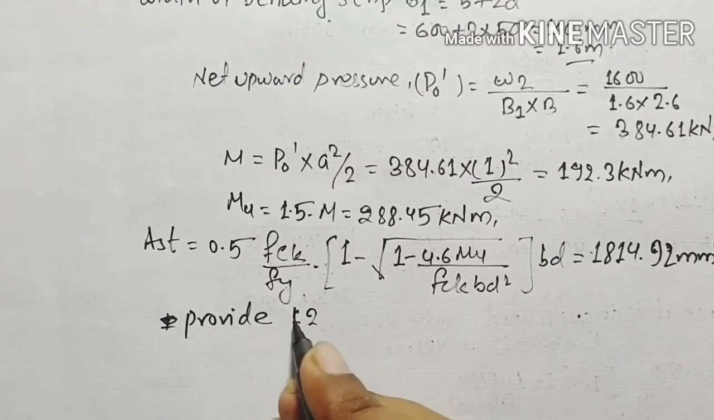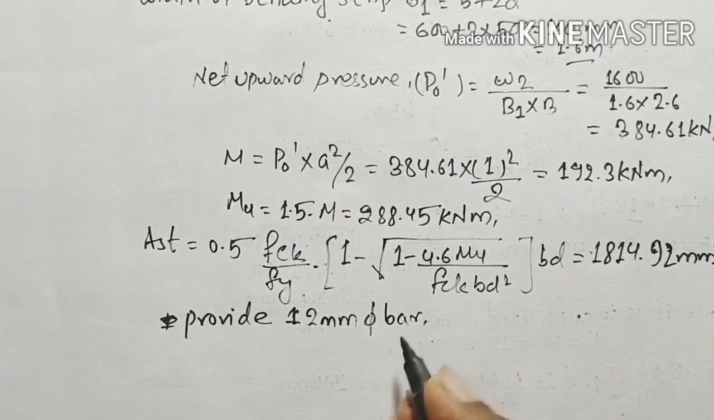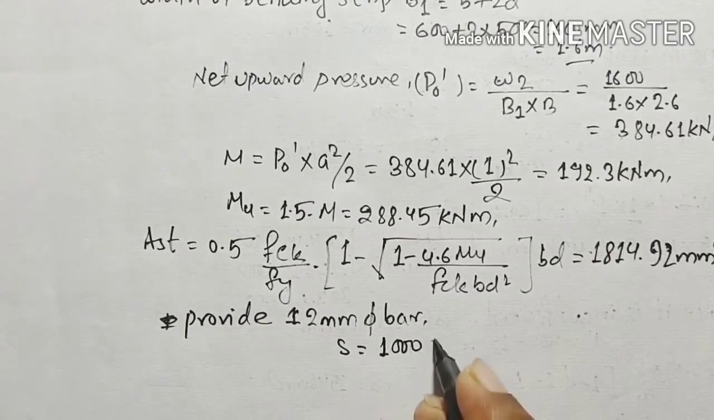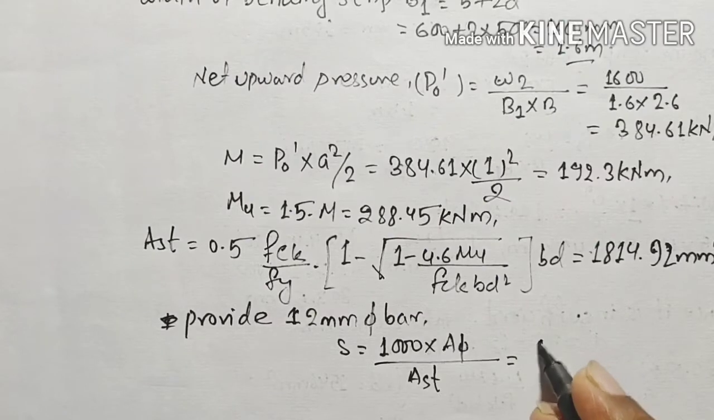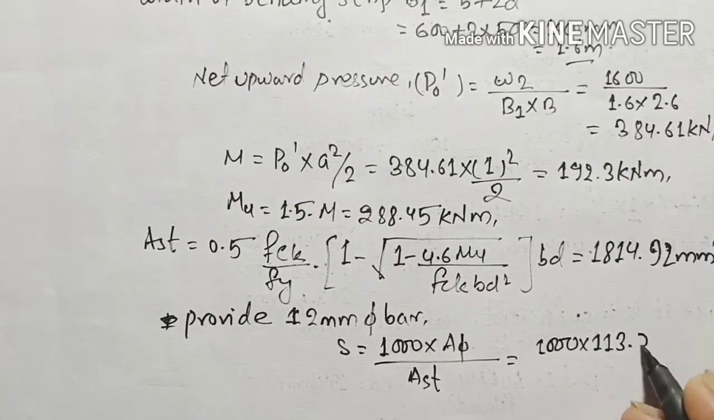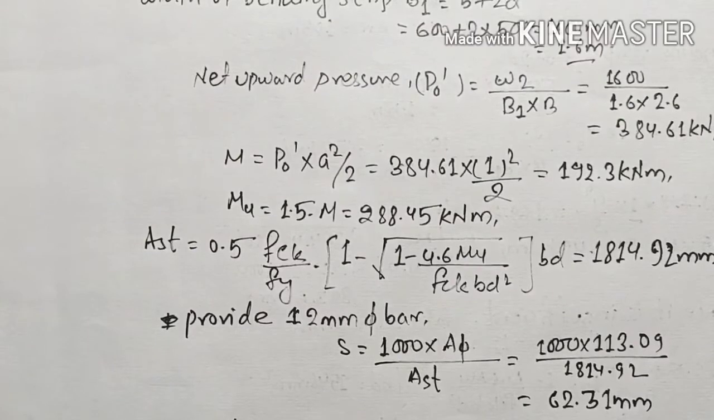Similarly, if we provide 12 millimeter dia bar, so its spacing will be given as 1000 into area of one bar of 12 millimeter dia divided by total AST. So we will get here 1000 times 113.09 by 1814.92. So spacing will be equal to 62.31 millimeter. So therefore let's write it down here.